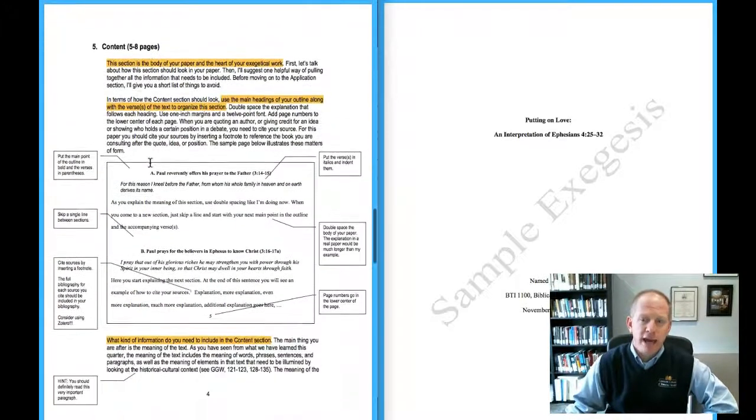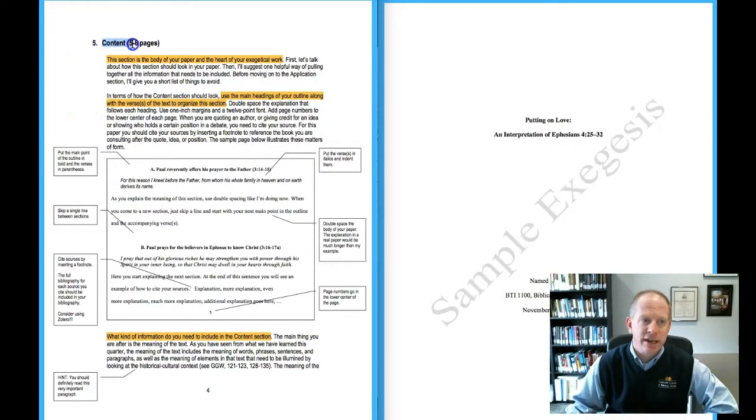Now, the bulk of your paper is this content section. Notice that it's 5 to 8 pages. So your final paper should be anywhere between 9 and 12 pages, not less than that, and preferably not a whole lot longer than that. This content section is the heart of it. This is the heart of your exegetical work.